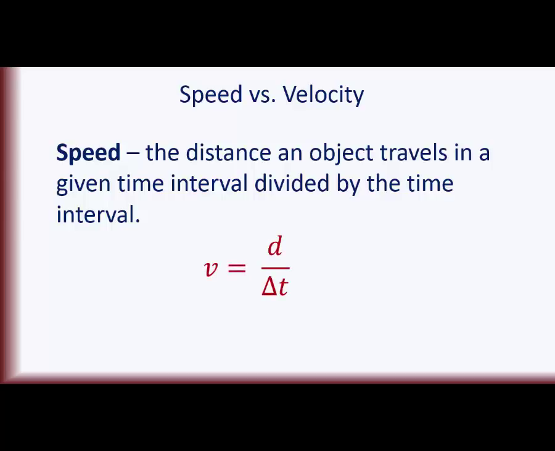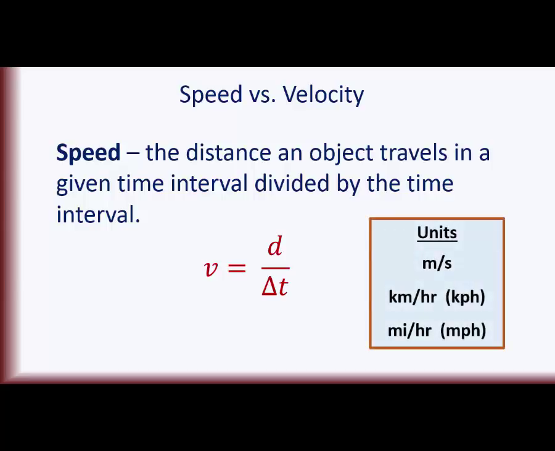Here's the equation for speed. Sometimes the letter S is used for speed, but to be honest, this equation will not be used that often in physics. In the box are some of the more common units for speed: meters per second, kilometers per hour, and the one you are most familiar with, miles per hour.